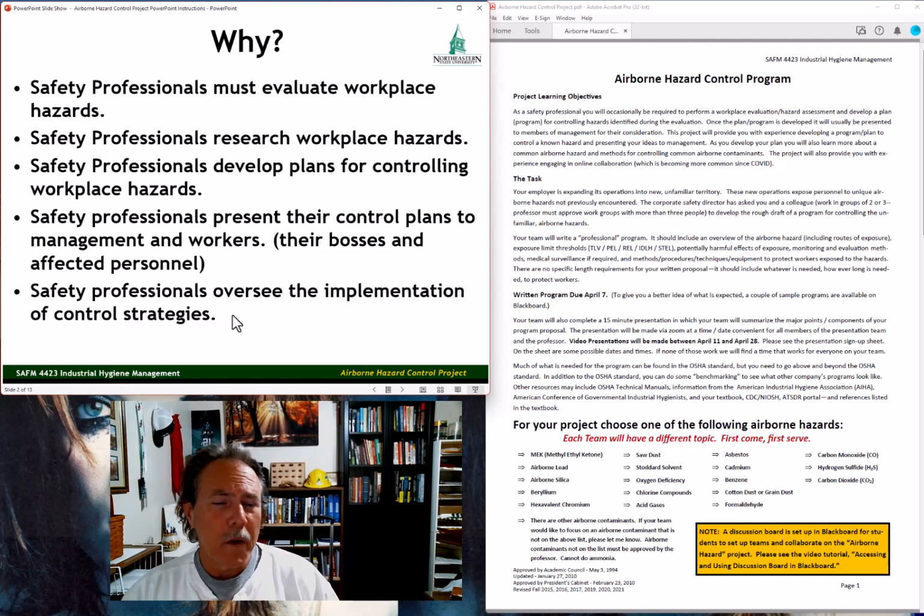Now, we're not going to talk too much about the implementation in this project, but once we develop the plan, once we present the plan to management, once it's accepted by management, then the safety professional will oversee the implementation of the control strategies that were developed in the plan.